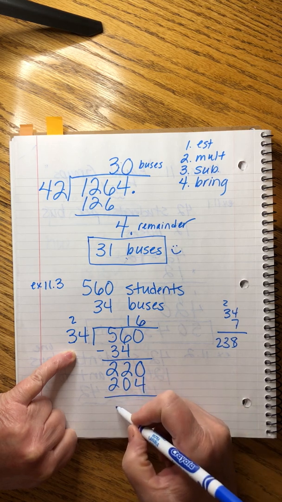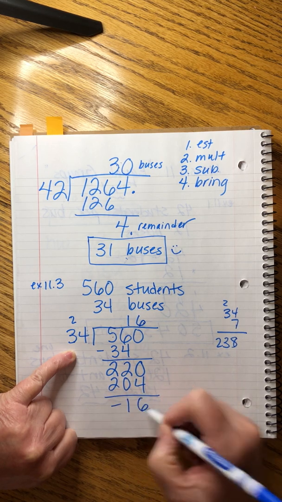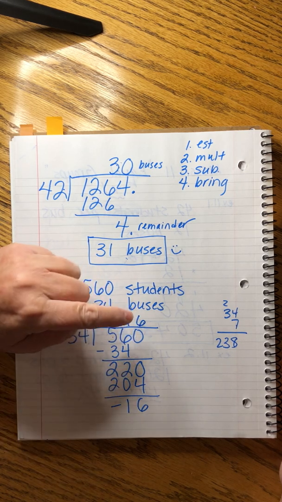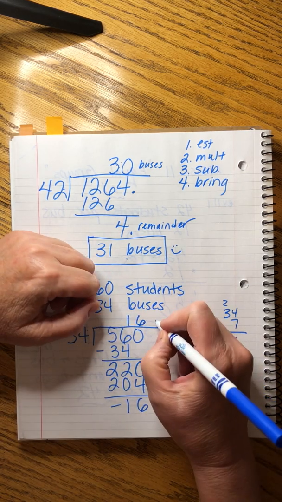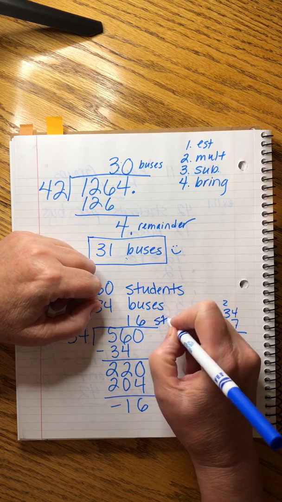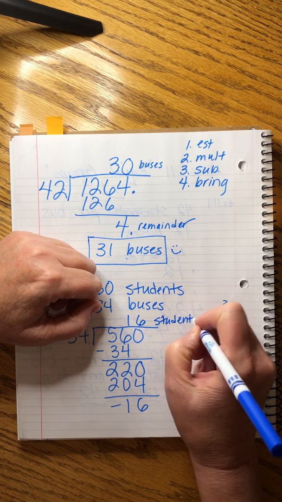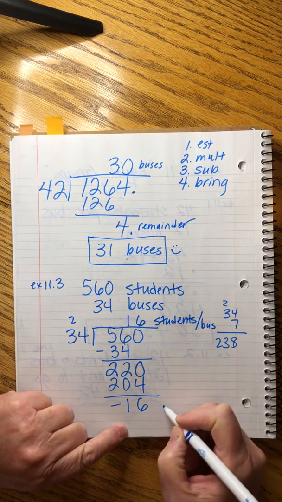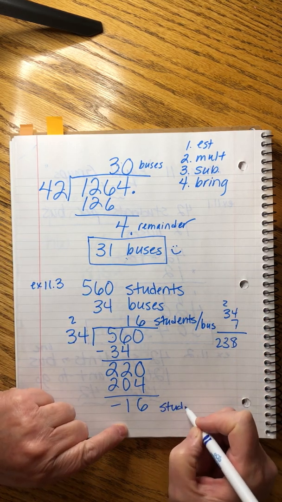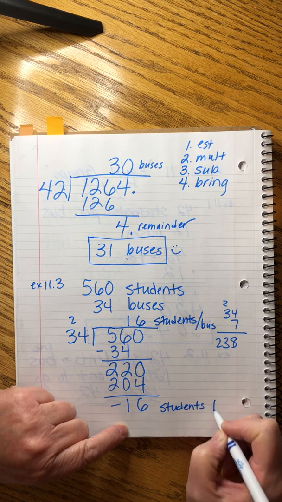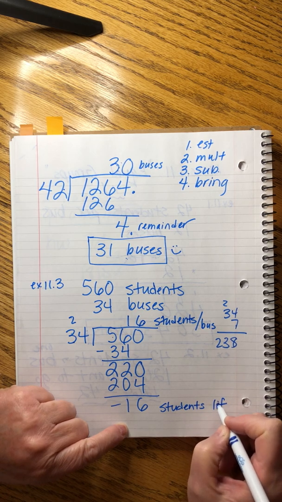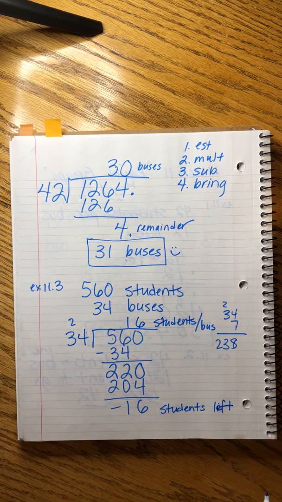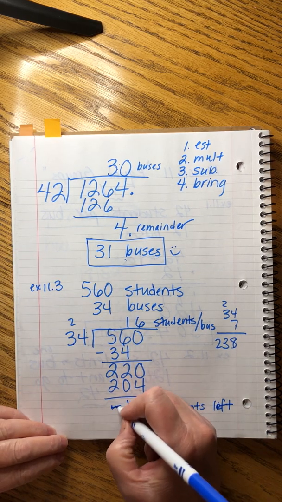We subtract, and we get a remainder of 16, which is super confusing because this is how many students per bus. But we've got 16 students left. And I wish those numbers weren't the same. Left, not lift. I wish these numbers weren't the same because that just makes it super confusing. That doesn't need to be there.